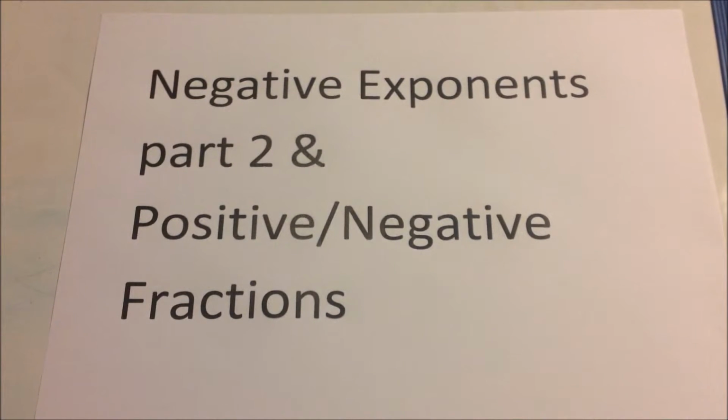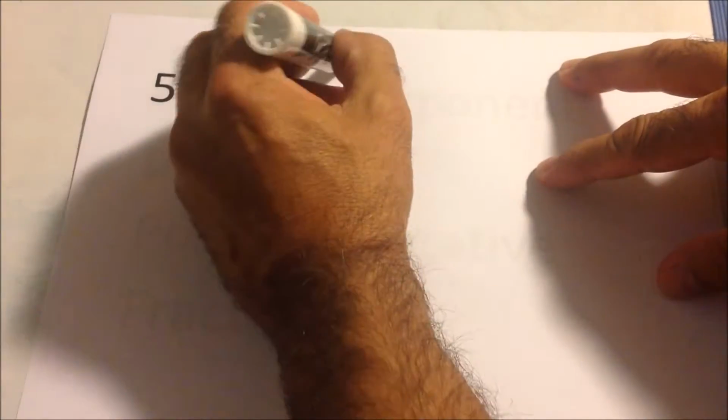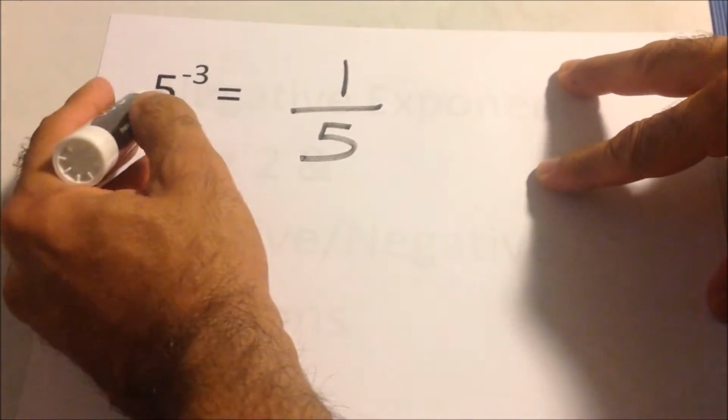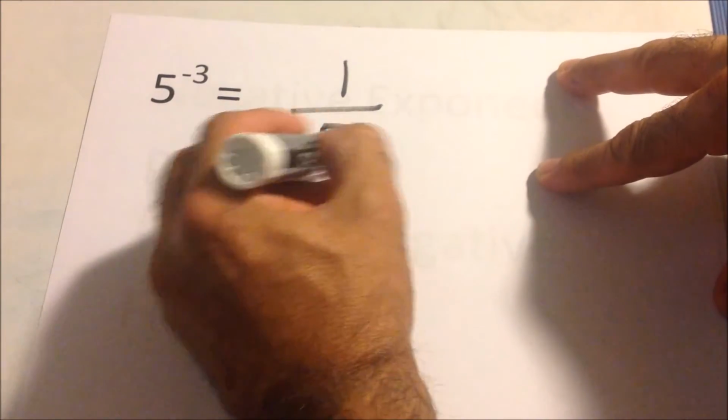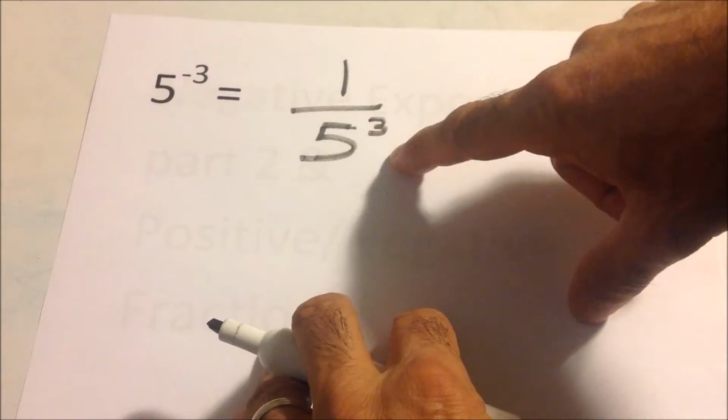Okay, here's our video on negative exponents, part 2, and we'll also talk about positive and negative fractions with exponents. Alright, so here's just going over negative exponents. Remember, when we have a negative exponent, we want to make a fraction. Whatever the base is, we're going to put the base in the denominator. We'll bring the negative 3 down, it becomes positive.